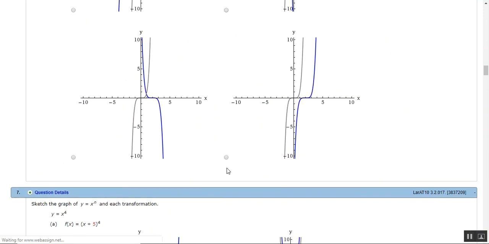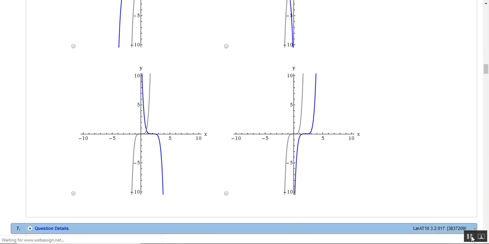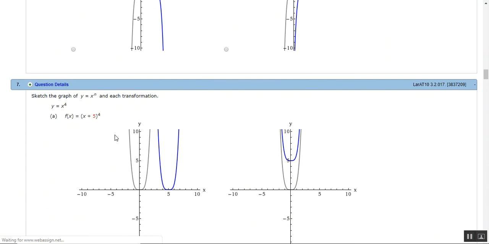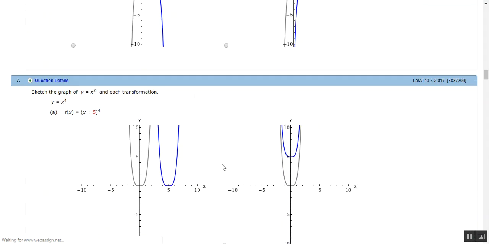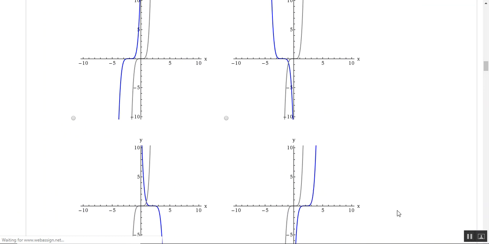So this is it for this problem number 6. And number 7 is pretty much the same idea, so I'm not going to make a separate video. Please refer to this video when you do number 7.